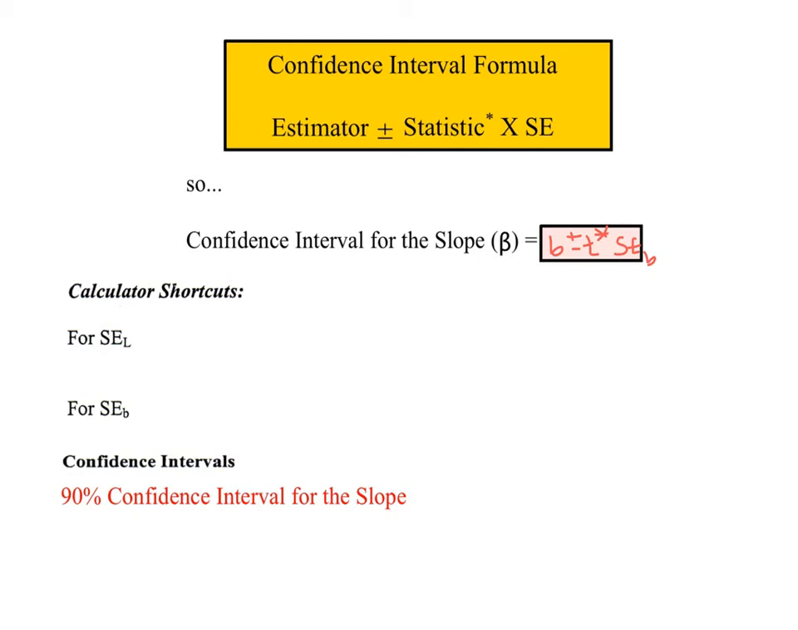Okay? So it's really the same kind of formula we've been using for confidence intervals for the means or proportions or difference in means and proportions. Ours just happens to be for the slope. Okay?